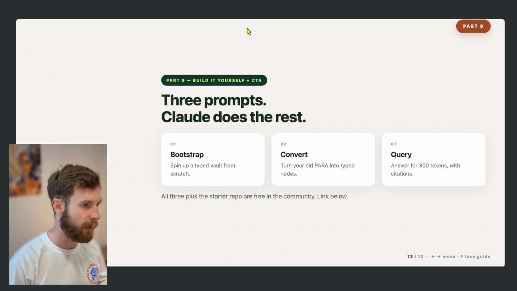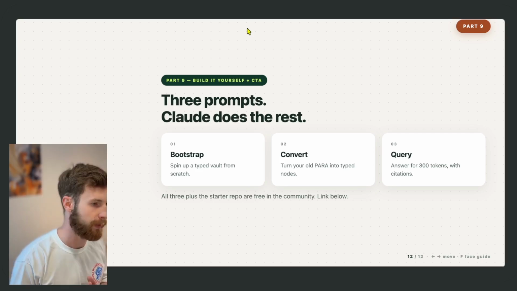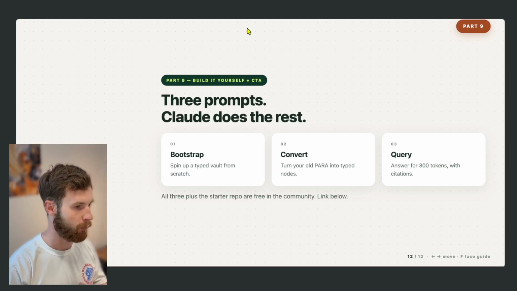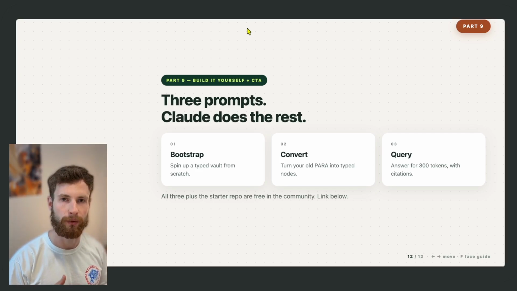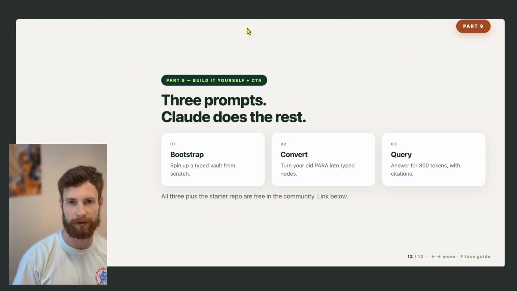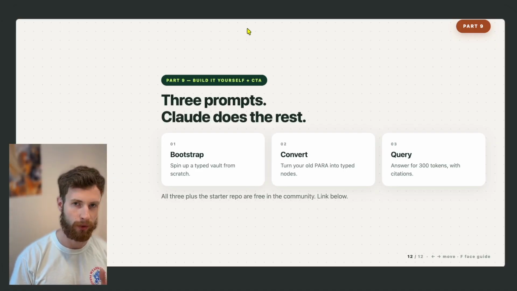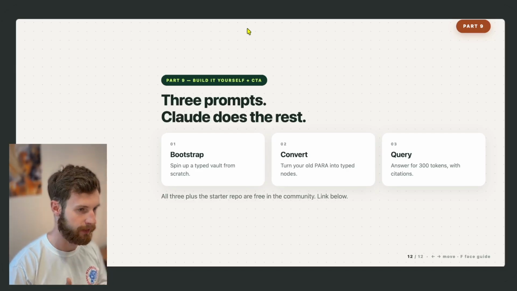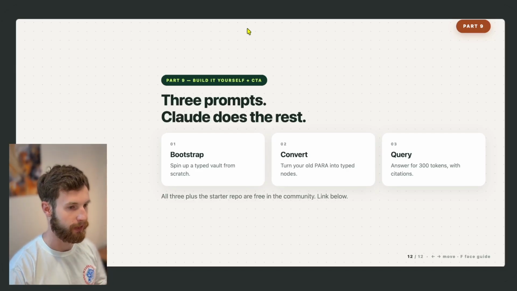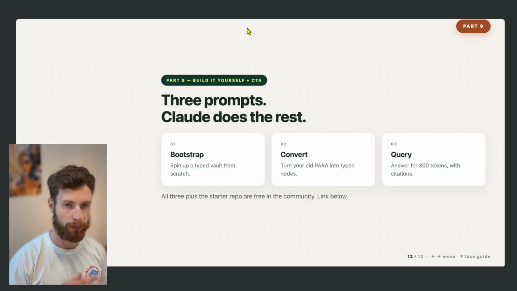All right, so finally, let me show you how you can build your own. Essentially, you will need to spin up a vault on your computer. I will give you a starter prompt that will write that for you. You can just paste it into Claude Code or Codex. In case you have an existing second brain, you can convert it into an infinite brain, and I will leave a prompt for that as well.